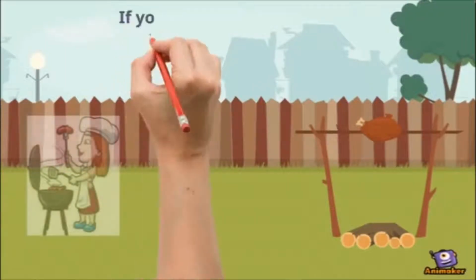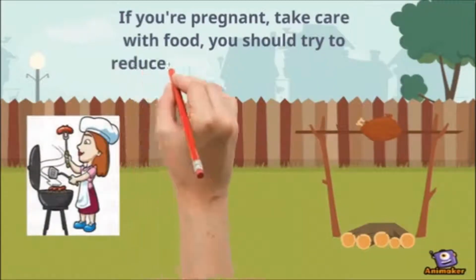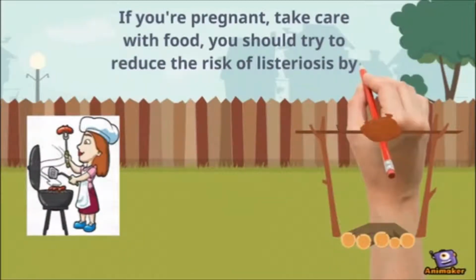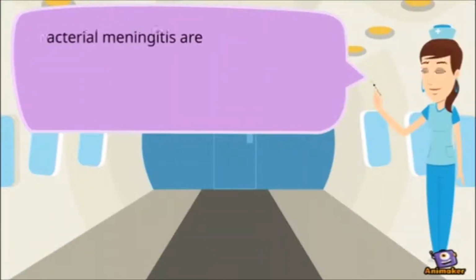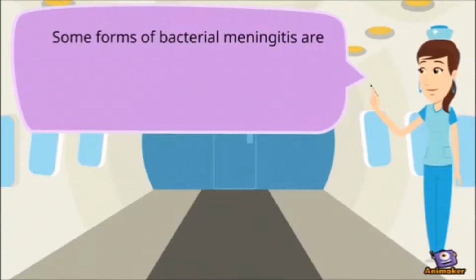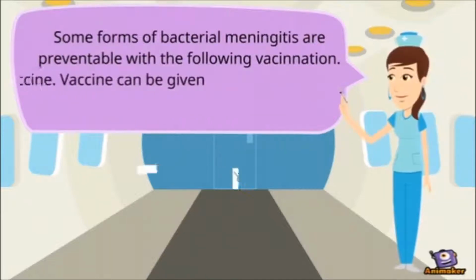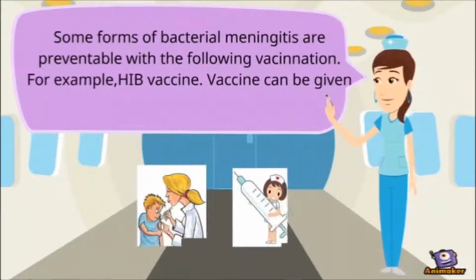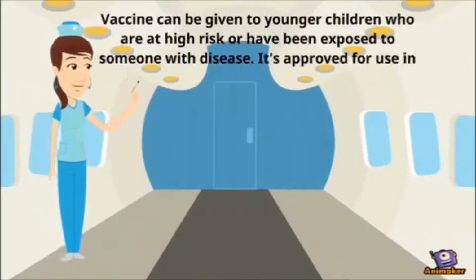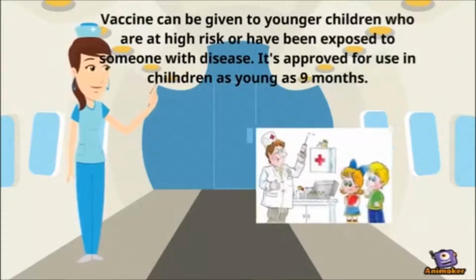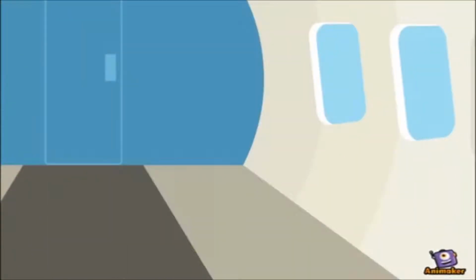Moreover, if you are pregnant, you should always take good care with your food. You should try to reduce the risk of listeriosis by cooking meats, including hot dogs. Furthermore, some forms of bacterial meningitis are preventable with vaccinations, for example, the Haemophilus influenzae type B (Hib) vaccine. Vaccine can also be given to younger children who are at high risk of bacterial meningitis or who have been exposed to someone with the disease. It's approved for use in children as young as 9 months old.